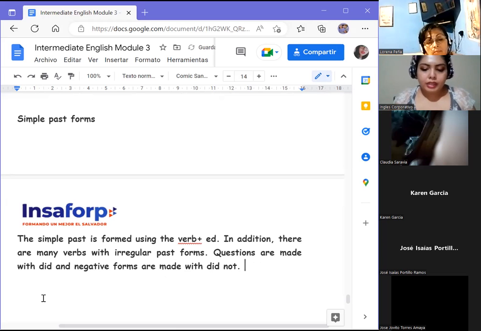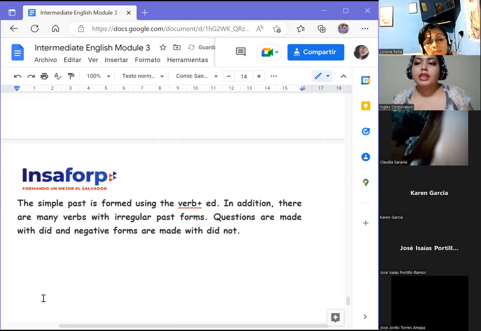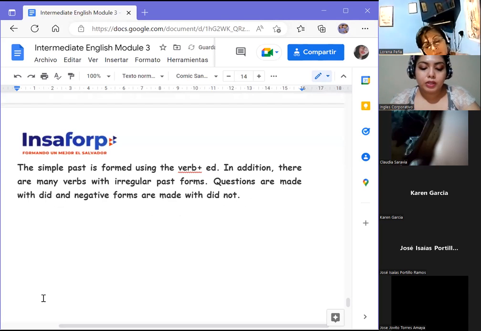So, in that case, we are going to use the auxiliary did. In that case, it's the auxiliary do, but in this case, we are using it in past. So, we are going to use the auxiliary did to create questions. And for negative sentences, we are going to use the auxiliary did plus not. So, we have examples of the statements that we are going to create with this structure.